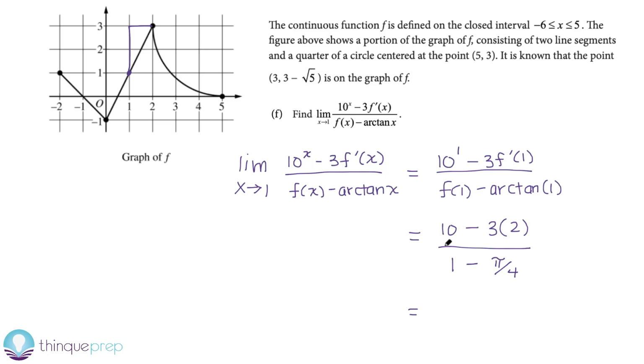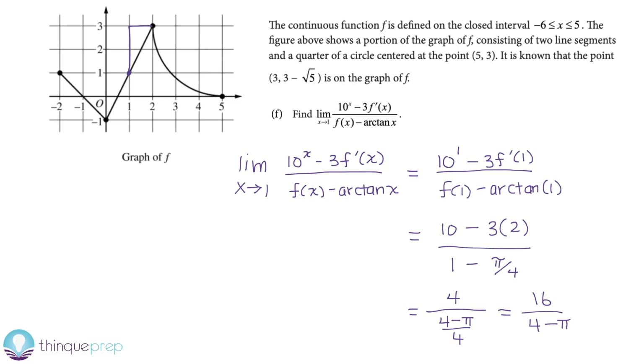But just in case there are those of you who are sticklers for the simplest function possible, we can say that's 4 on top, right? And on the bottom, if we do a common denominator, it's 4 minus pi over 4. And then finally, we can multiply by the reciprocal, so we get 16 over 4 minus pi. We didn't have to do L'Hopital's rule on this one.